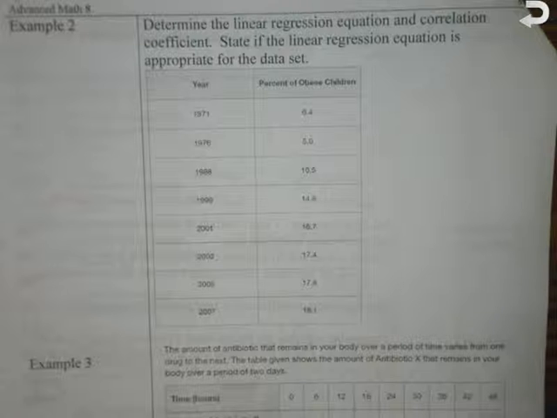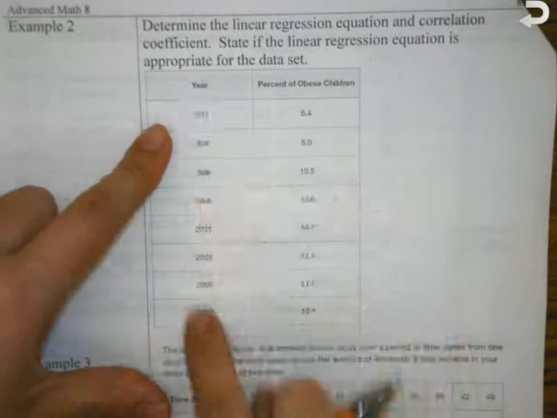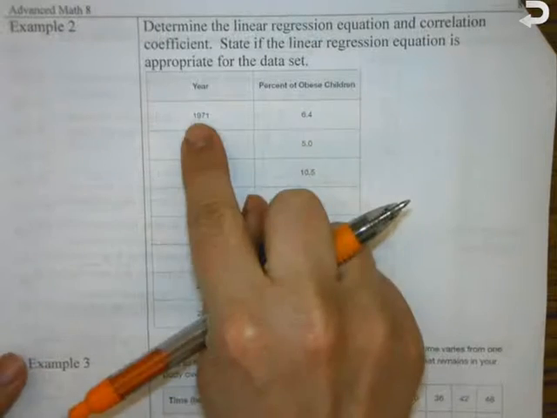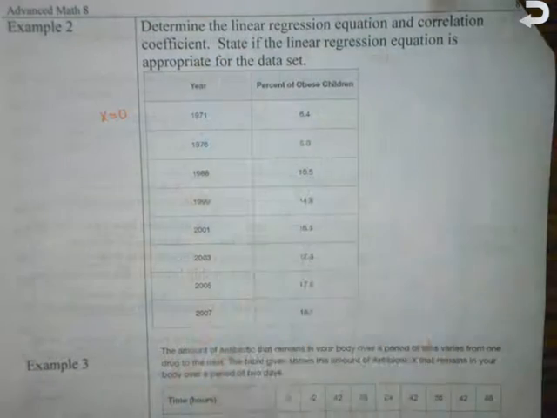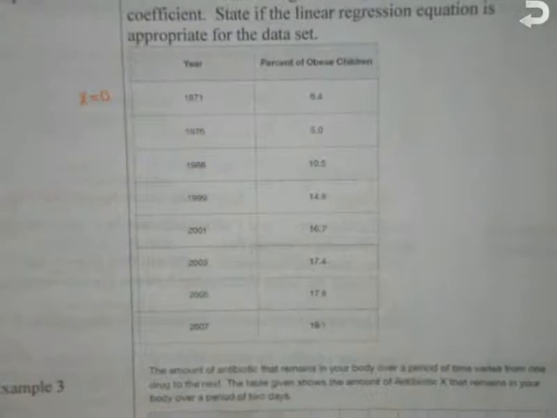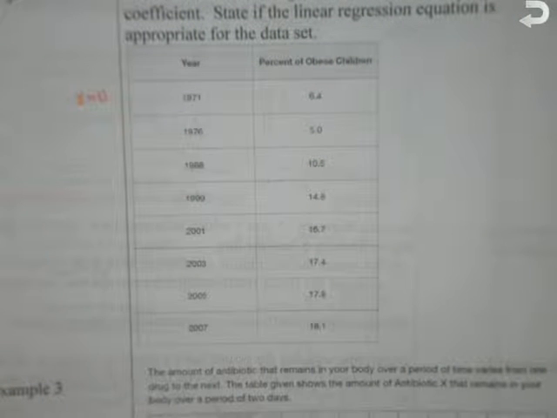McDonald's in particular? Yeah, stuff like that. So let's first determine what our different x's would be. We always start our first one with x equals 0. So if 1971 is our x equals 0, what would 1976 be? X equals 5, 5 years later.